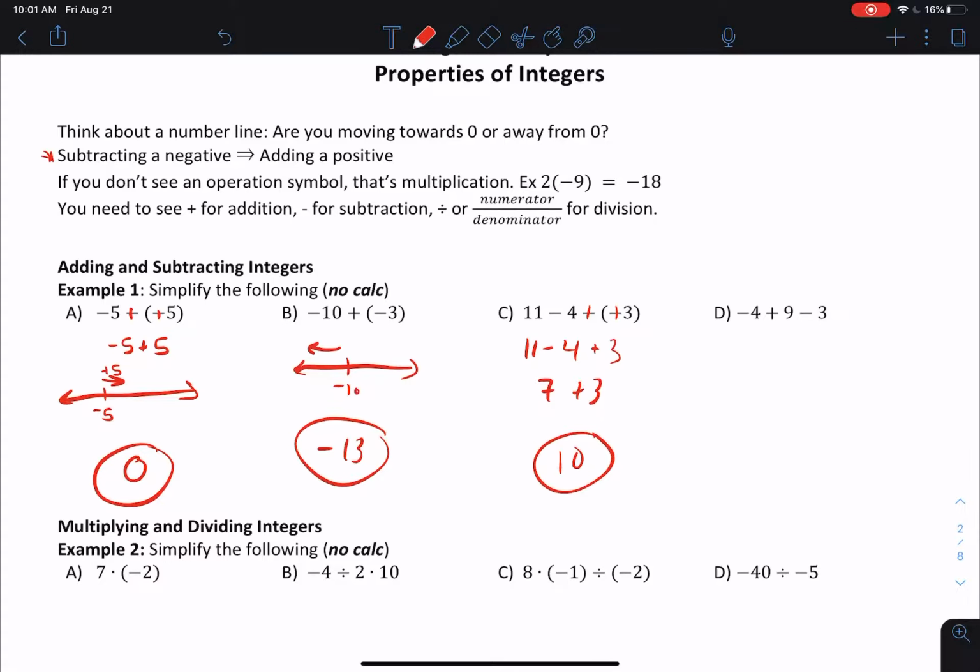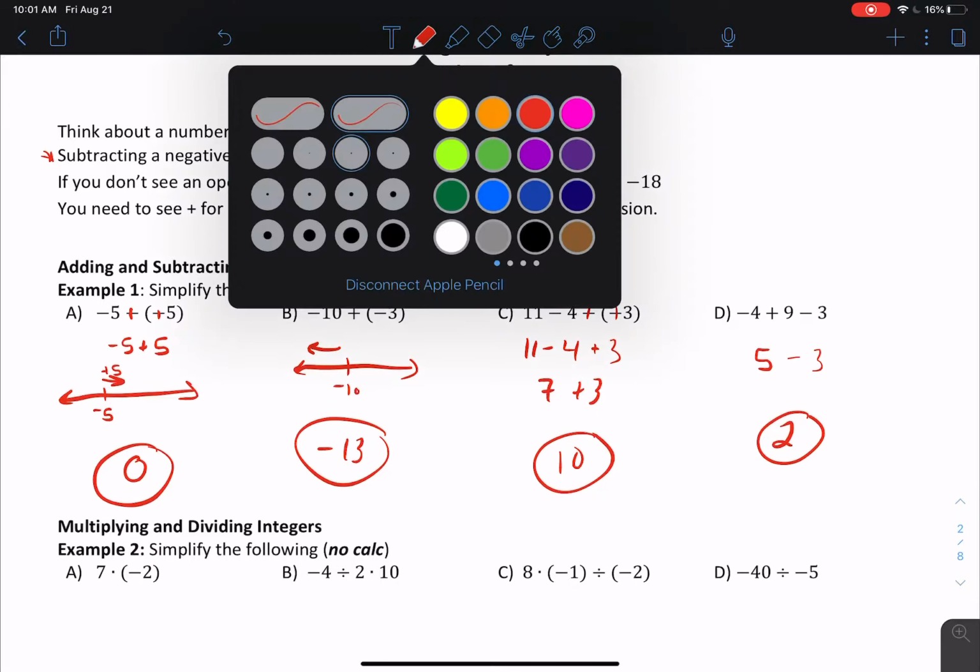And then last but not least, we got -4 plus 9 minus 3. Well, -4 plus 9, I'm going to move towards 0. In fact, I'm going to move past 0. So -4 plus 9, that's 5. Now I need to take away 3, and that's 2. Okay, so that's adding and subtracting integers.